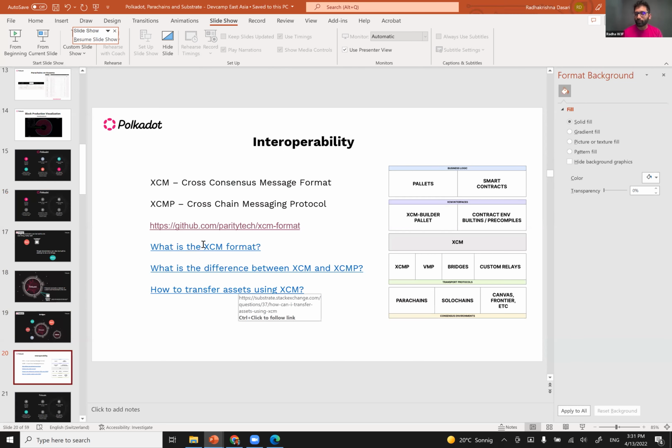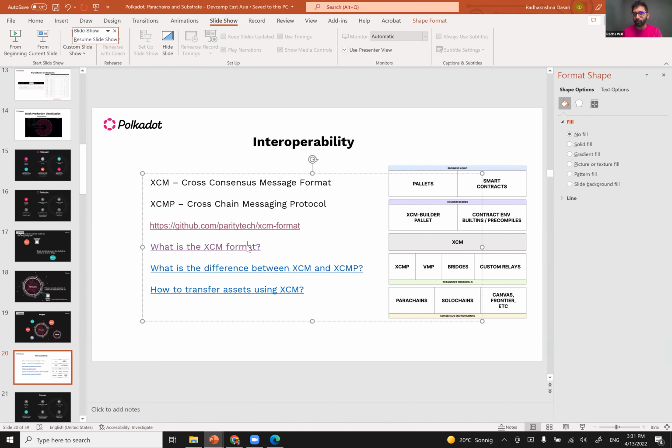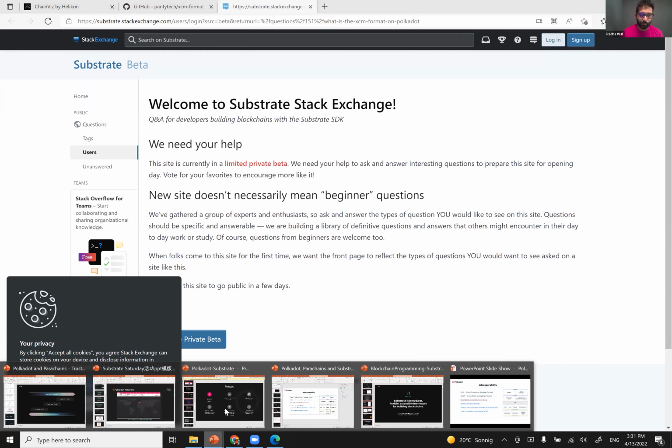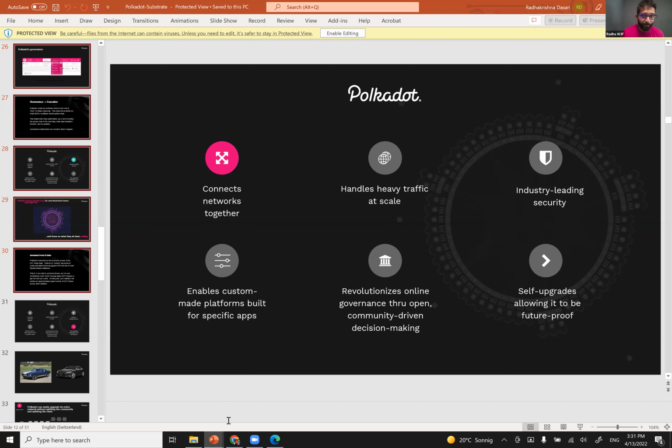So these 3 questions that I put in the links, if you're opening the presentation in the Zoom link, click on them, and it takes you to the core Substrate developers who are actually building XCM. They have the answers for you right there. So I would say, make use of these resources as well. Stack Exchange is where all the developers have been hanging out for the past 1 month. So just ensure you have your presence there.